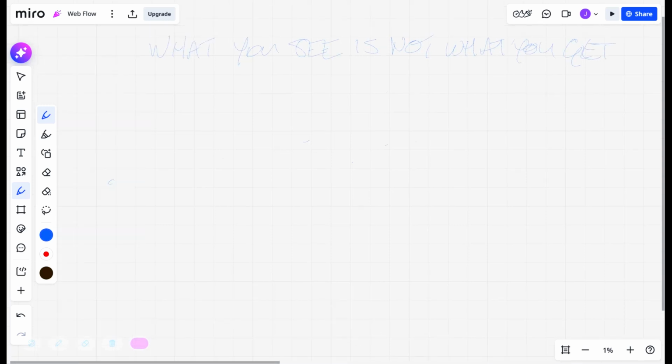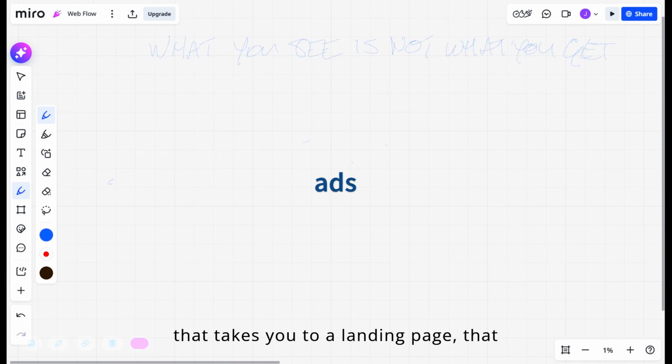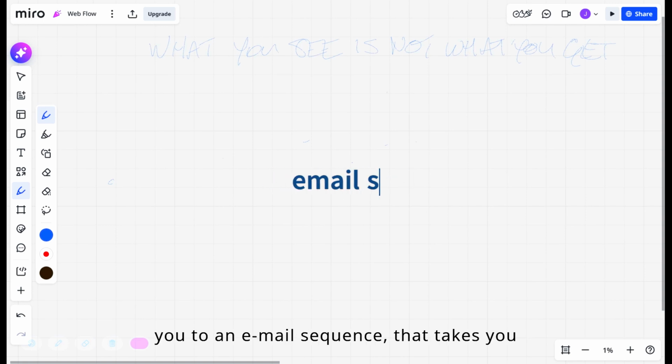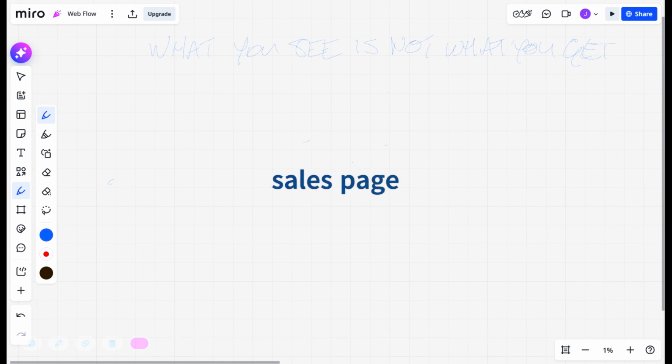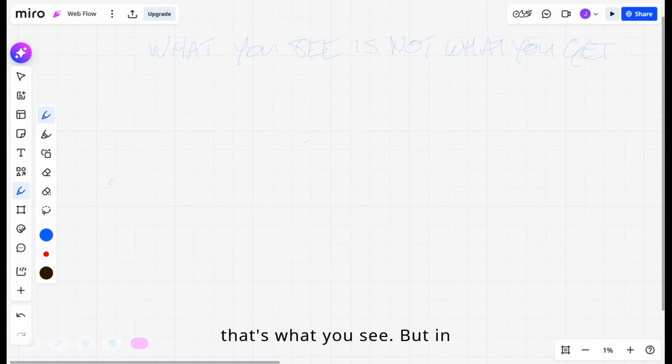few pages. You have an ad that takes you to a landing page, that takes you to a lead magnet, that takes you to an email sequence, that takes you to a webinar registration page, or another landing page, and then a sales page. So, that's what you see.